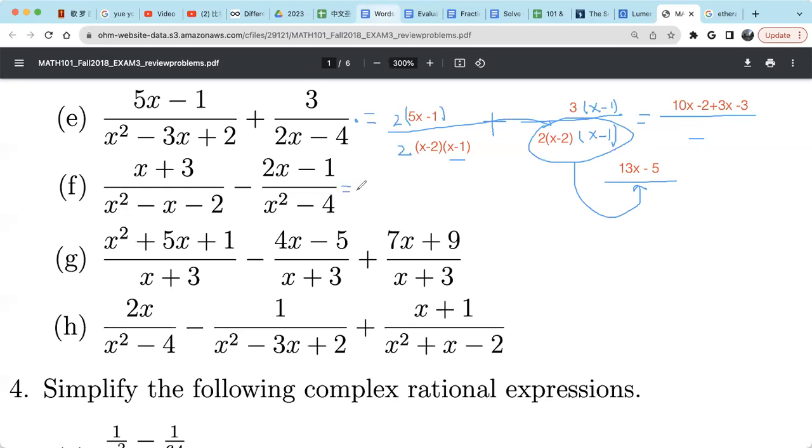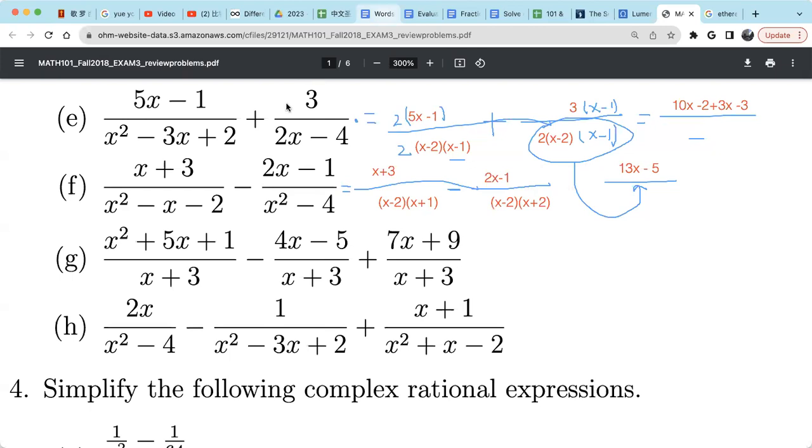So this is subtraction. We need to do the same. I'm going to put them in a factored form. The numerator is still x plus 3. The first denominator can be factored as x minus 2 times x plus 1. And the second one, this is minus the second rational expression. We still have 2x minus 1 in the numerator. And in the denominator, we have a difference of two squares. We have x minus 2 times x plus 2.